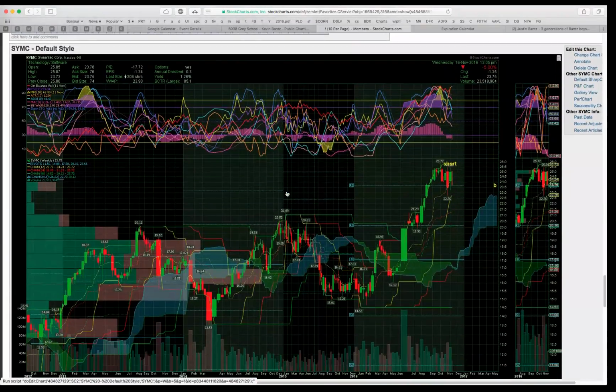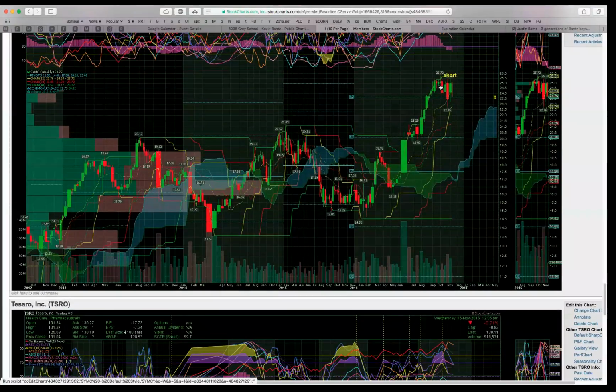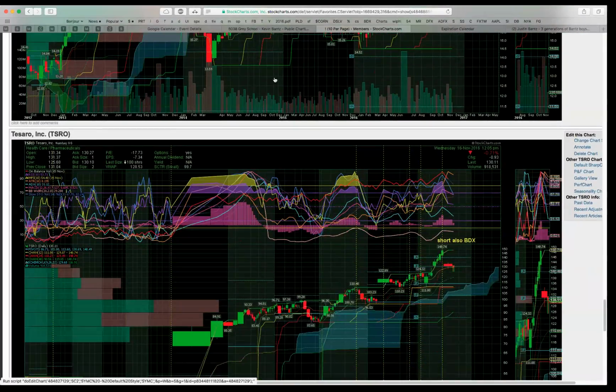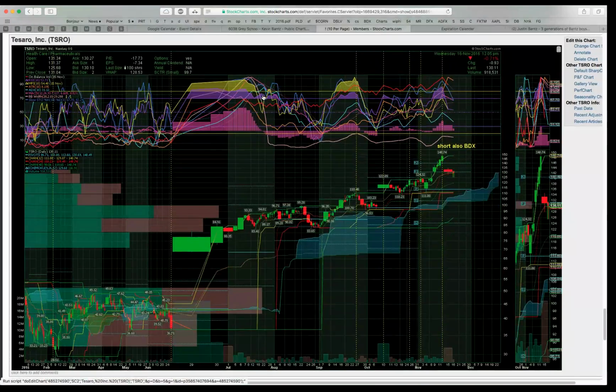Now this was a short on earnings. See, it had the frothiness up here too. Why is there a B? Short by, previous here? Okay. Tesaro, here we go, to go along with Becton Dickinson. Same thing. Oh, short also BDX. That was the short spike there.